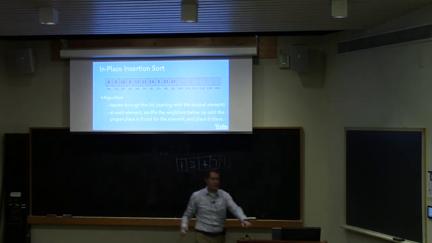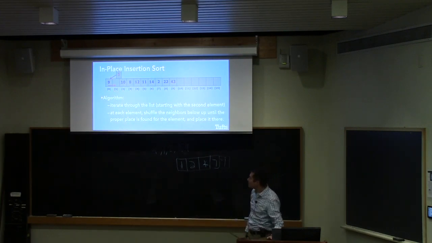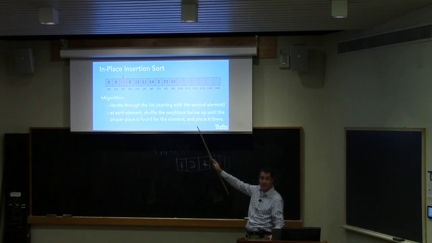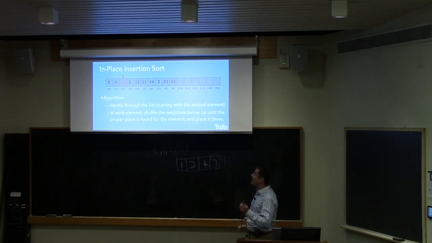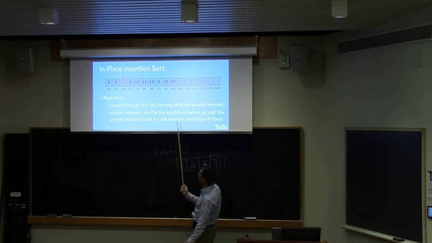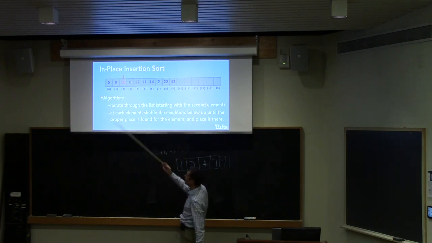Okay, so let me show you that. There we go. We're going to move 5 out of the array, compare 5 with 9. 9 needs to slide up, so 5 ends up there. And by the way, you stop when you have put it in the right place. You don't keep going through the array.